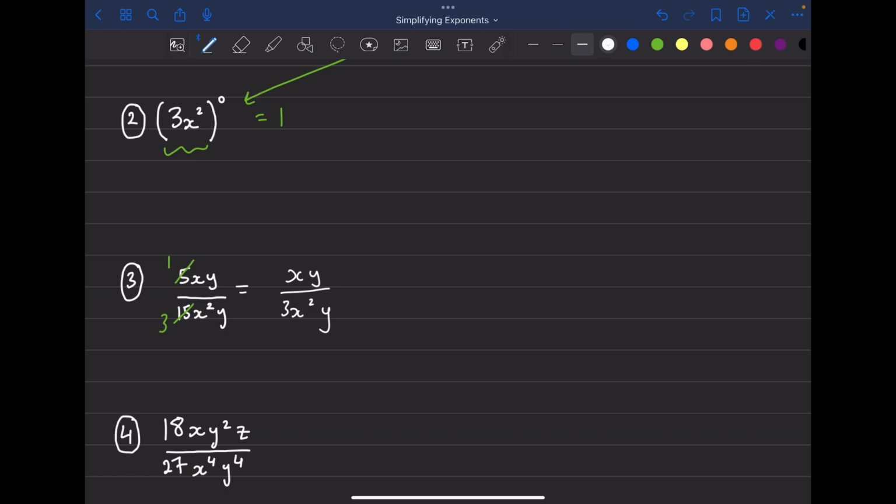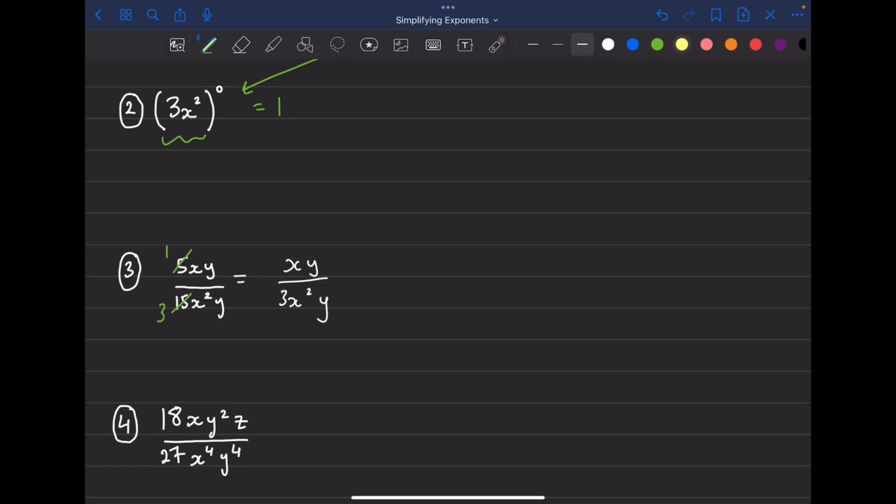Now let's put our attention onto the x's and the y's. So first, we know that if you only consider the x's, we have x over x squared. This is the exact same as x to the power of 1 minus 2. Once again, this is the quotient rule for exponents. And then this will give us x to the power of negative 1.